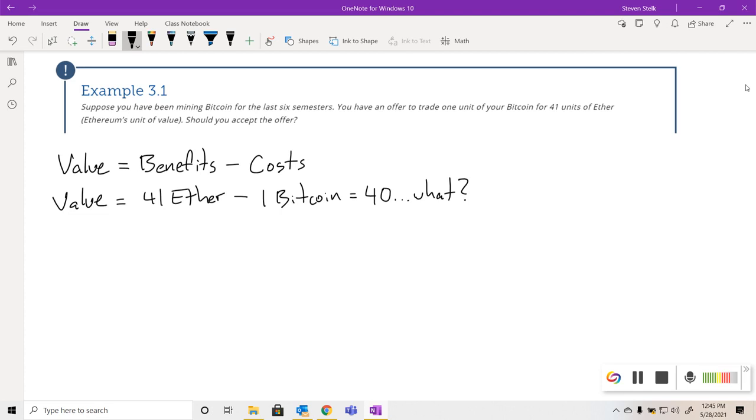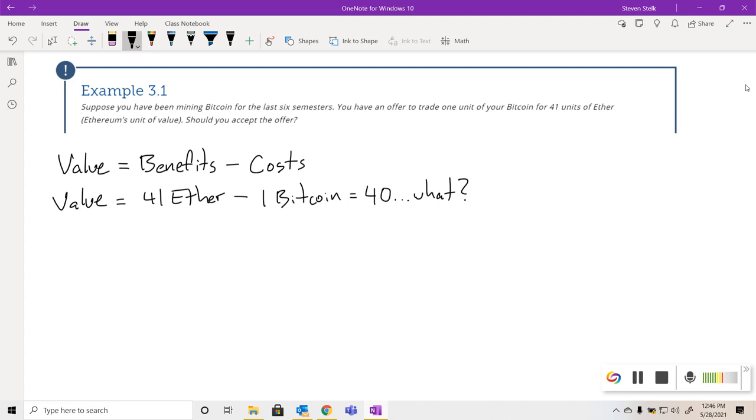All right, so this 41 units of Ether and 1 unit of Bitcoin are expressed in 2 different units. We want to express these in the same units. And that could be anything, as long as it's in the same units. We could convert the units of Ether into units of Bitcoin and do that subtraction, or we can convert units of Bitcoin to units of Ether and then do the subtraction that way. But typically what we'll do, if we have 2 things that are not dollars, is change them both to dollars and then do the value calculation based on the dollar value of the benefits and the cost.